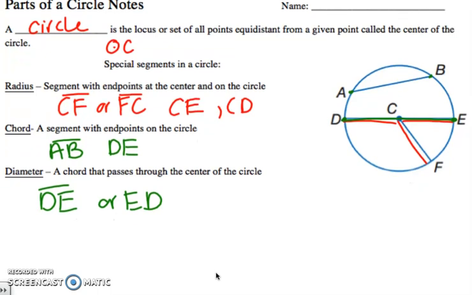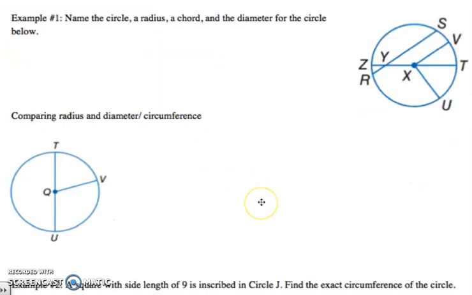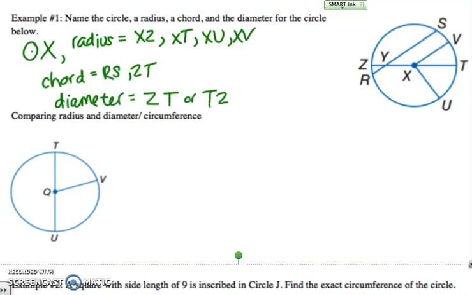So why don't you try this first example? I want you to name a circle, name a radius, a chord, and then name a diameter, okay? So press pause, and then we'll go over the answers. A circle, you call it circle X. A radius, there are lots of examples of this one. You could have said XZ or ZX, XV, VX, XU, UX, or TX, XT. Those are the radiuses that have the center of X.